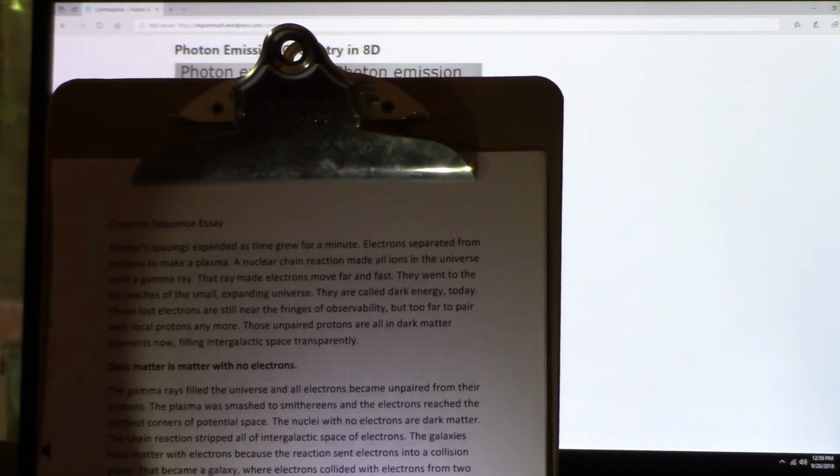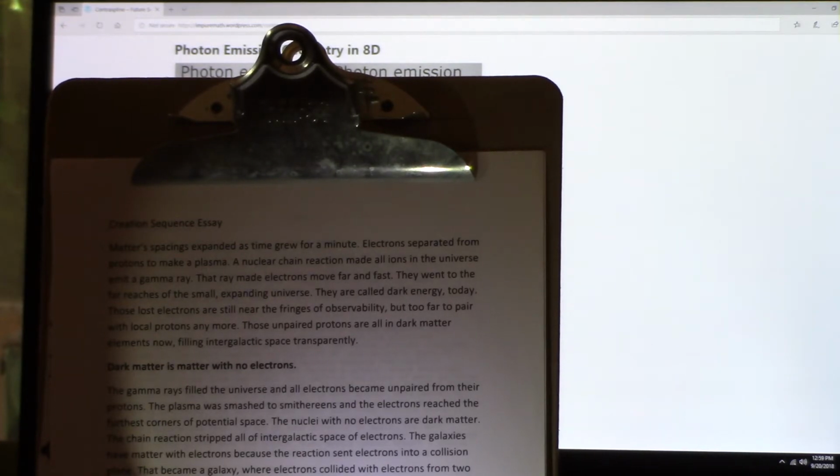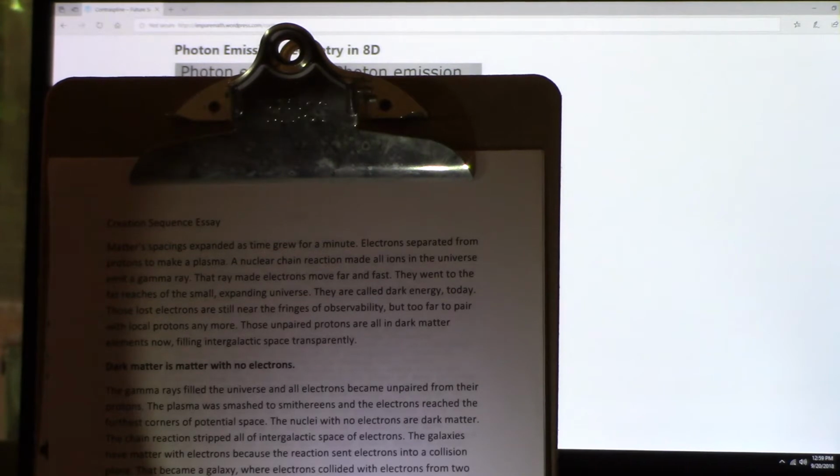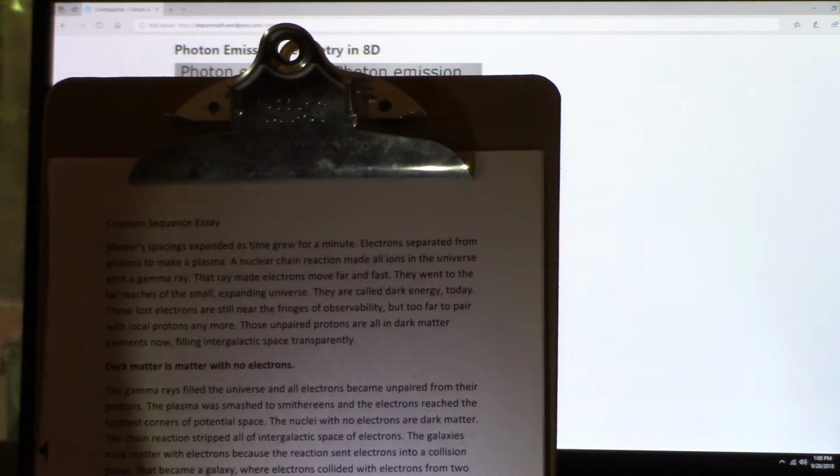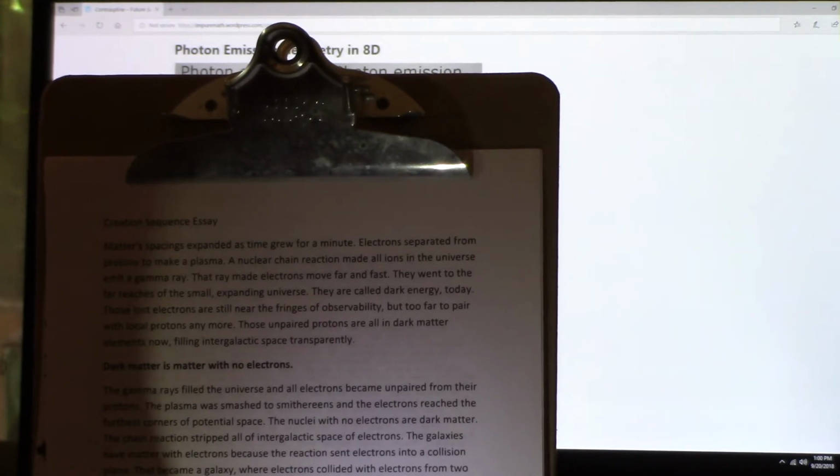What happened then was that these electrons occasionally collided head-on with other electrons. That is where matter was created out of dark matter. These electrons that collided combined with the dark matter that is local to the Milky Way galaxy, forming the matter that makes us and the entire universe.